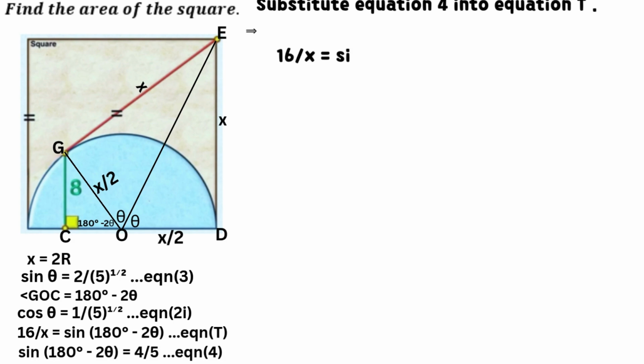Substitute equation 4 into the earlier equation. This implies that 16 divided by x equals sine of 180 degrees minus 2 times theta, which equals 4 over 5. It follows that 16 divided by x equals 4 divided by 5.